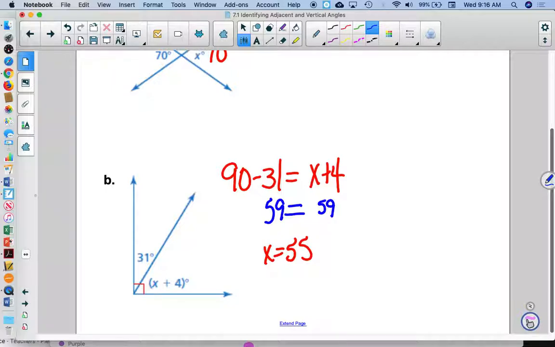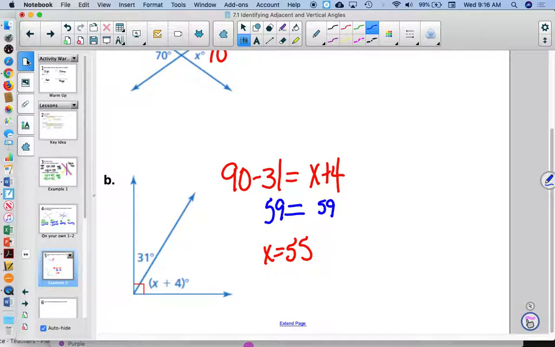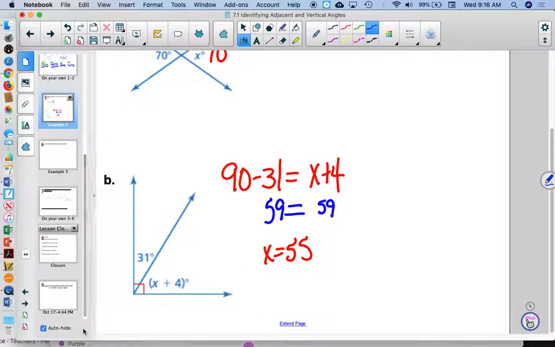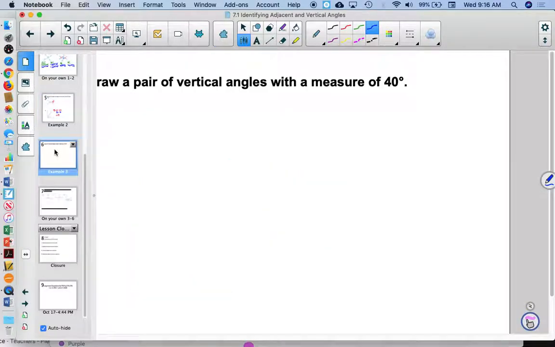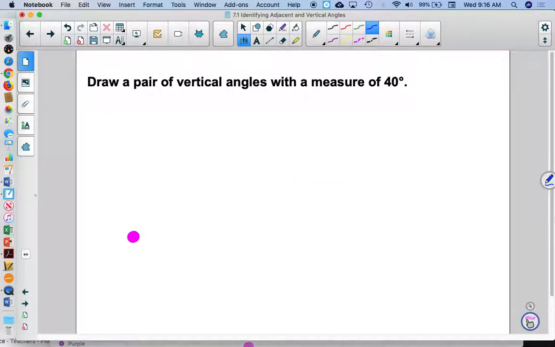Okay? Taking what we know and solving for the unknown. Is that not what we do in algebra all the time? Yeah. Look at this one. Now you have to draw a pair of vertical angles. You have to draw a pair with a measure of 40 degrees. How are you going to do it?